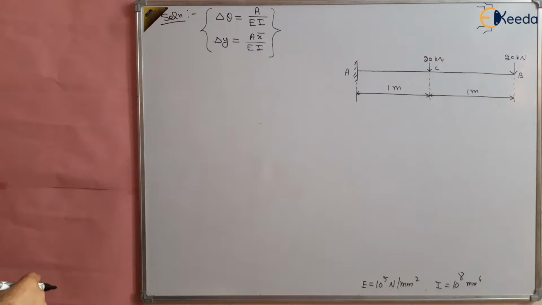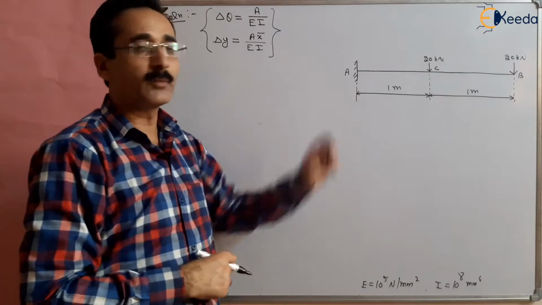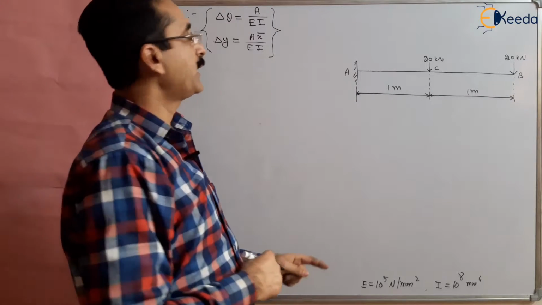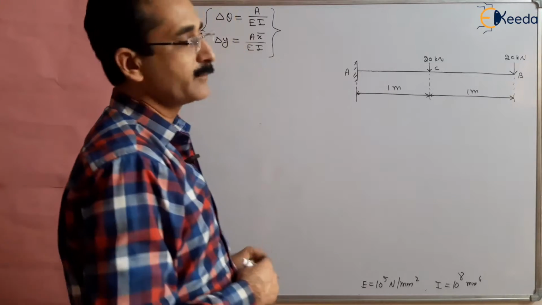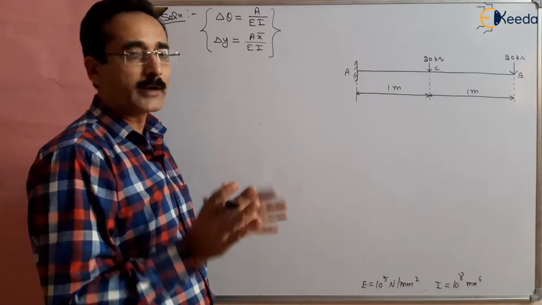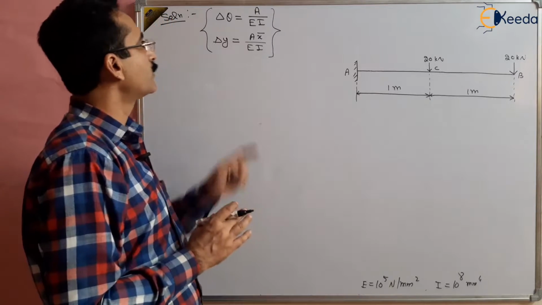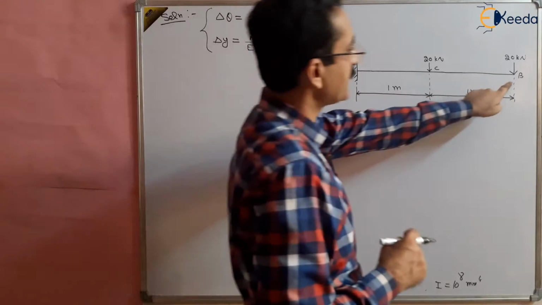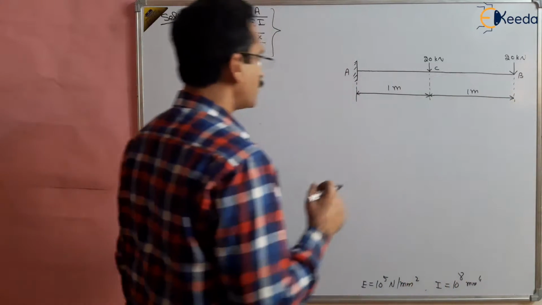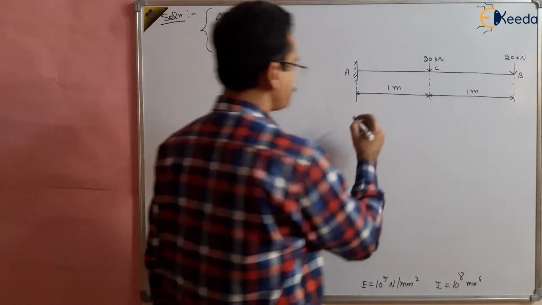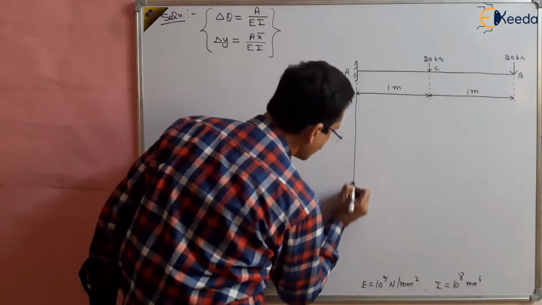So basically we have to find out first the bending moment diagram. In that bending moment diagram, we have to find the area, and we have to select 2 points so that we can easily find the slope and deflection at the free end, right? First of all, find the bending moment diagram. So how do we draw the bending moment diagram?